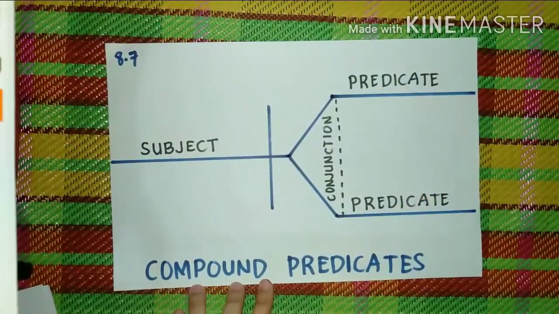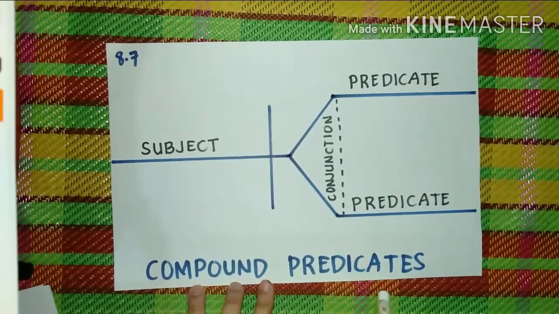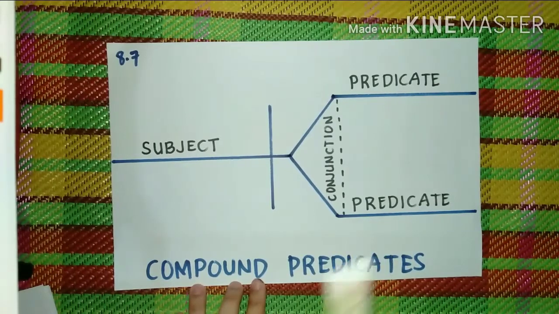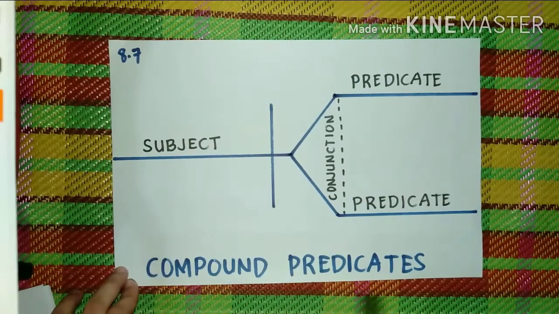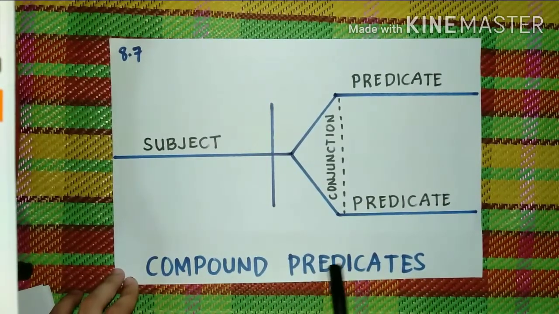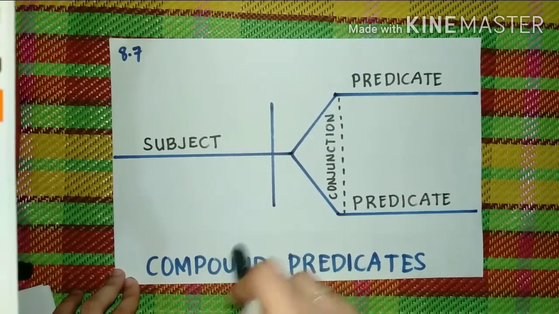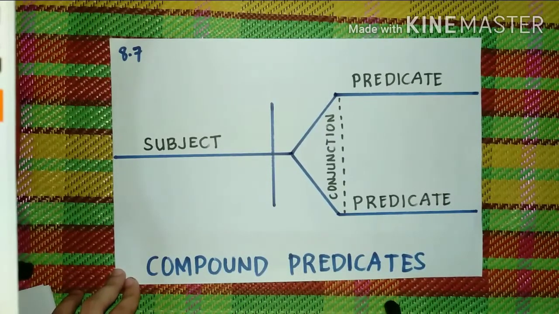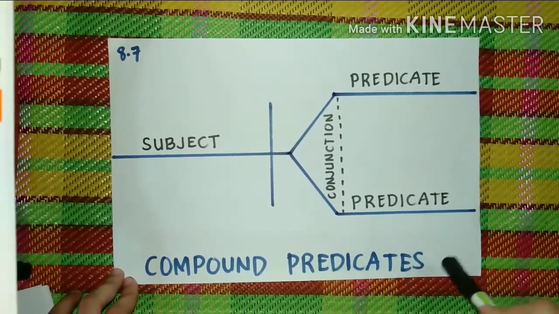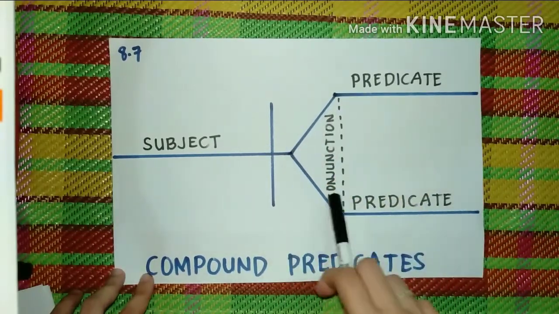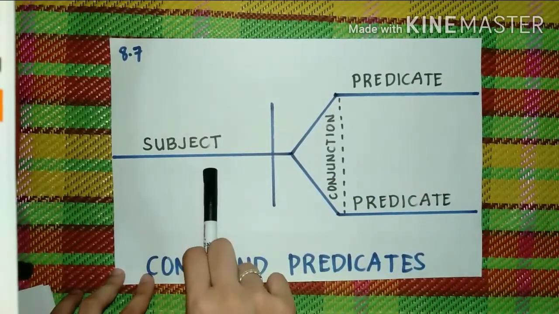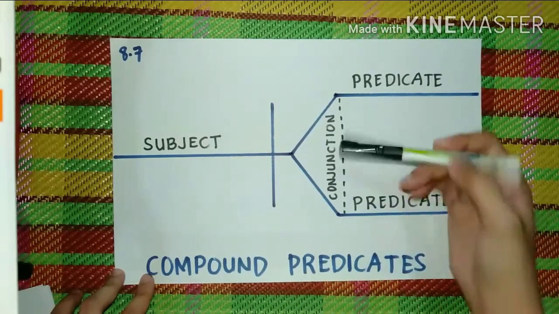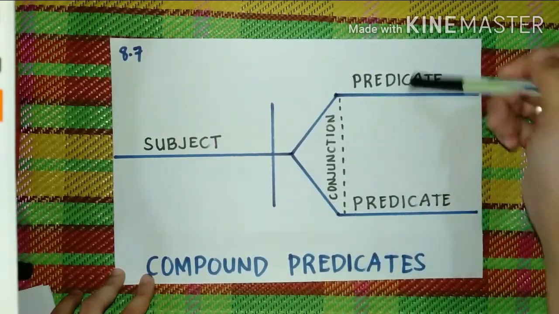Now for the last topic for this week, we have compound predicates. So unlike the previous diagram that I showed you, this is different because compound predicates refers to more than one predicate. So the previous one, compound subjects, is more than one subject in the sentence. Here, compound predicates refers to more than one predicate. That's why the diagram became like this. One subject here, two predicates here, and the conjunction that connects the two predicates.